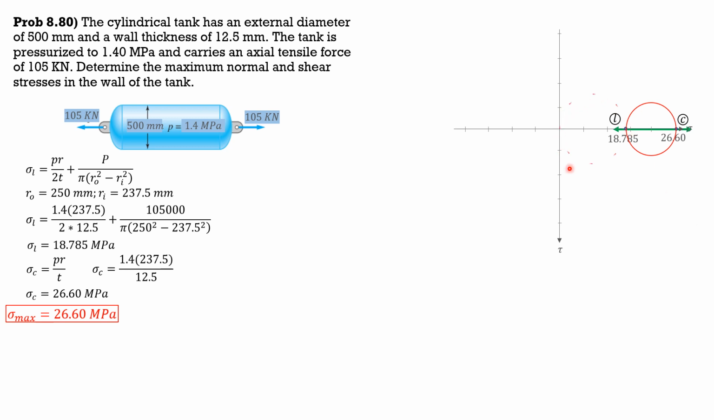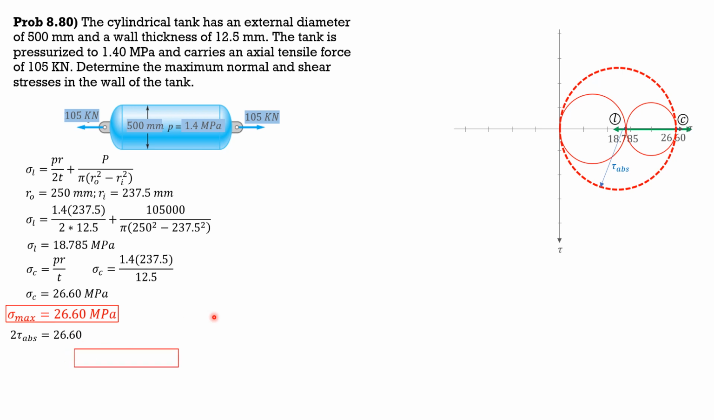Then another circle in one set of plane, and this is the biggest circle. And the radius of this biggest imaginary circle is tau absolute. So 2 times tau absolute is the diameter, and it is equated to 26.6. So tau absolute is half of 26.6, so it is 13.30 megapascals.